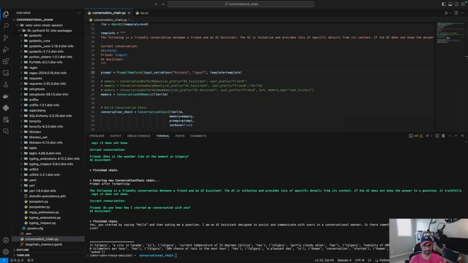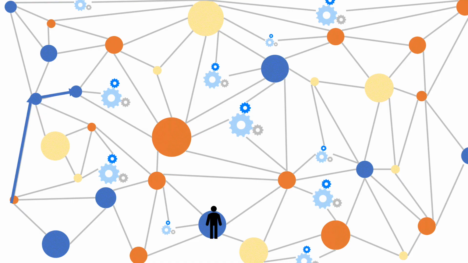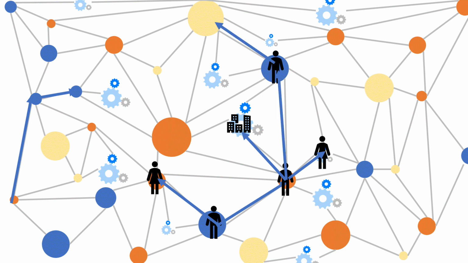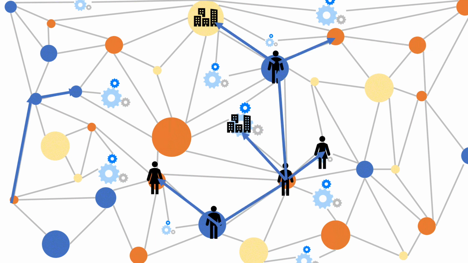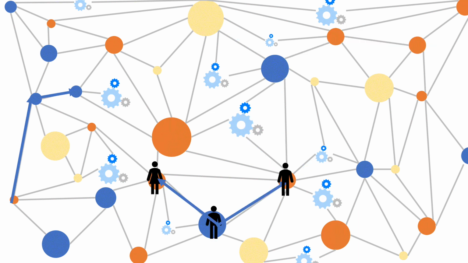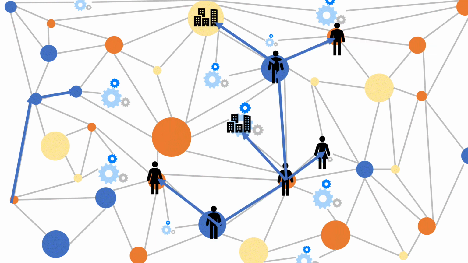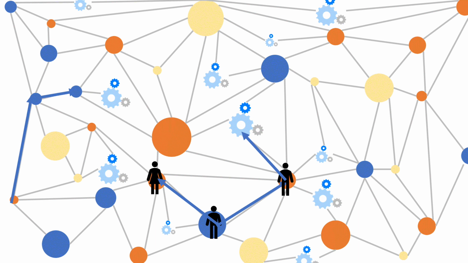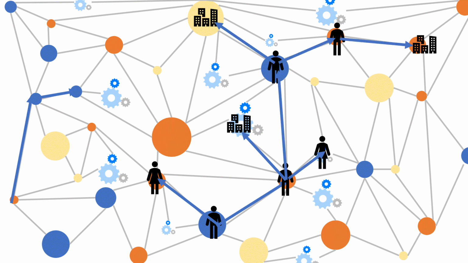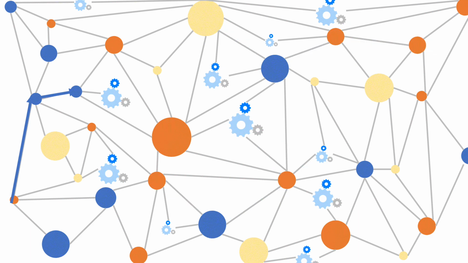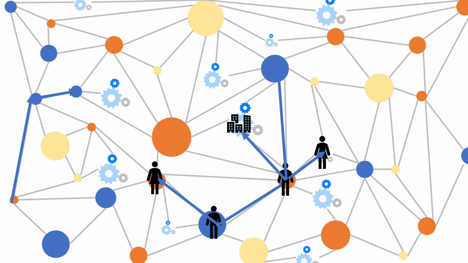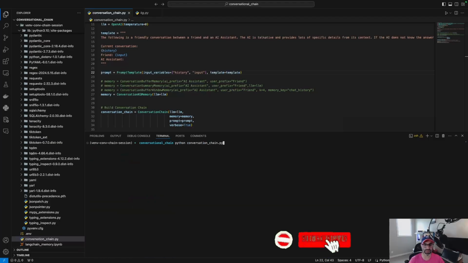So lastly, we're going to talk about conversation knowledge graph memory. So Langchain introduces conversation knowledge graph memory, which harnesses the power of knowledge graphs to store and recall information. By doing so, it aids the model in comprehending the relationships between different entities, enhancing its ability to respond based on the intricate web of connections and historical context. So let's take a look at an example here.